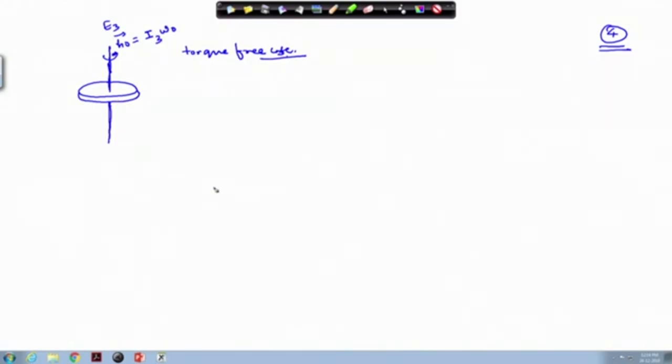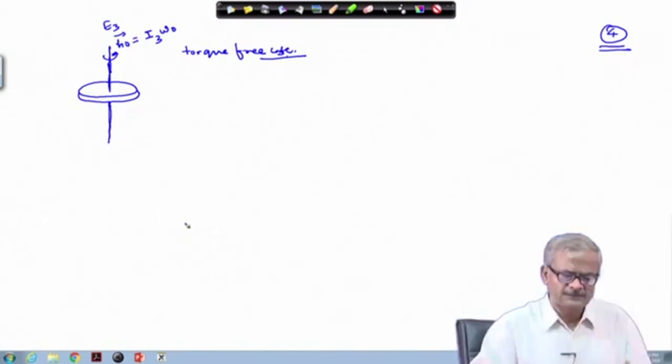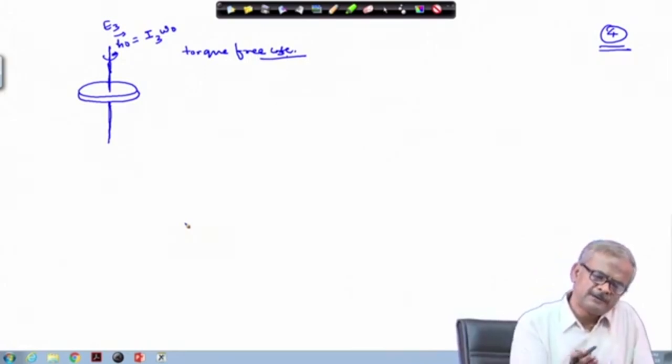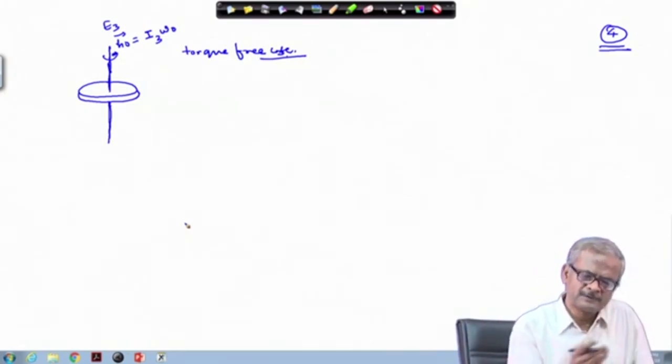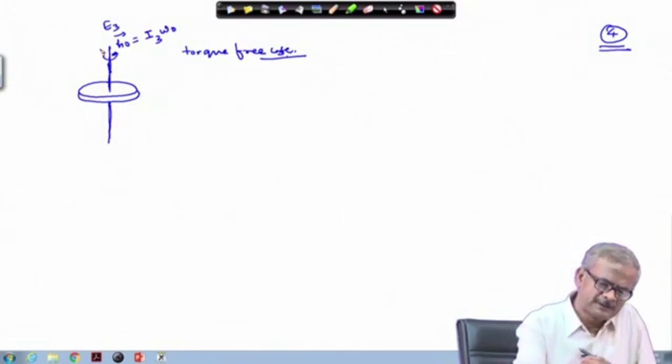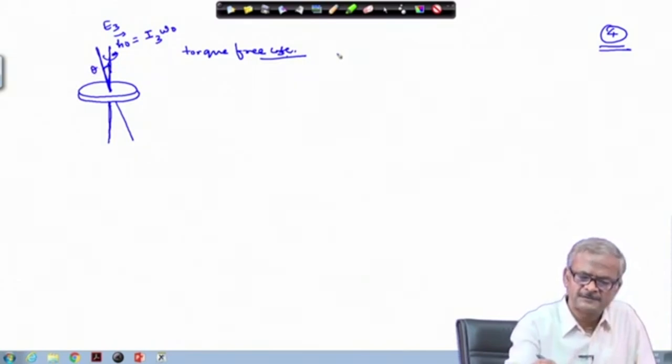So, how will the system behave thereafter? Obviously, there is no torque acting on the system. So what will happen? Will the disturbance grow over a period of time? Say you have nutated it by some small angle theta, you disturb it from this position to this position by angle theta, where theta is small.